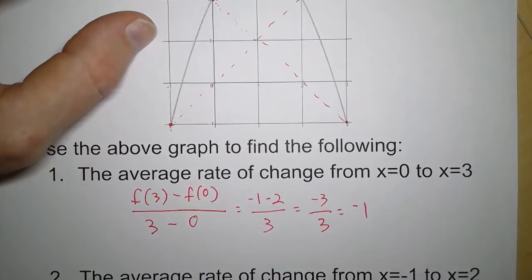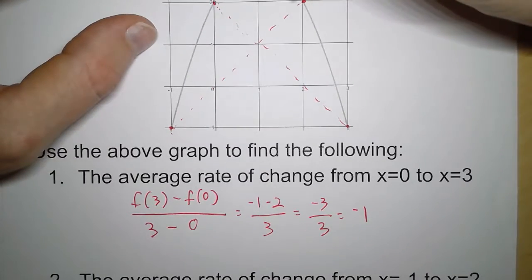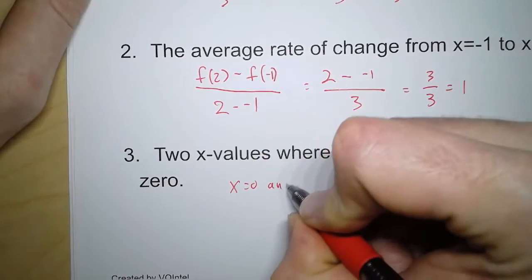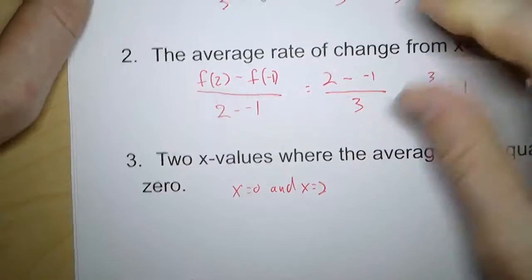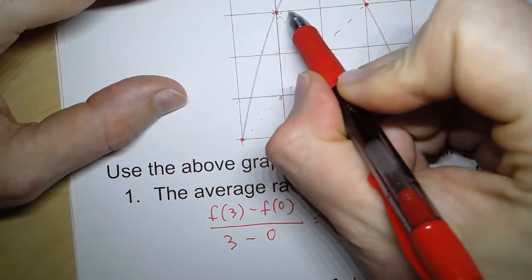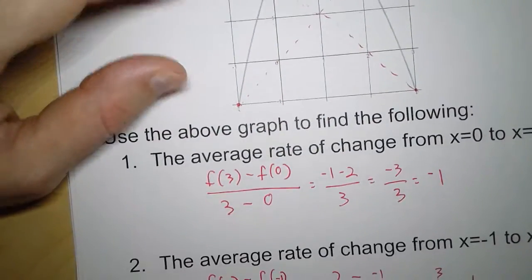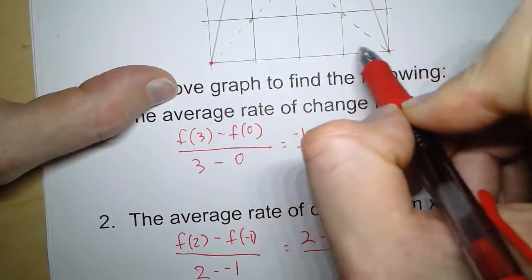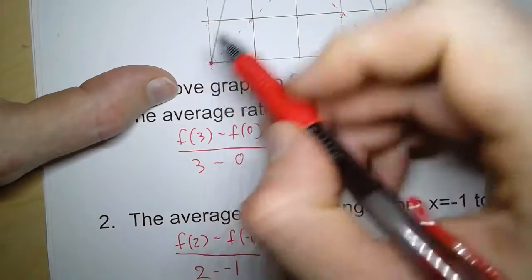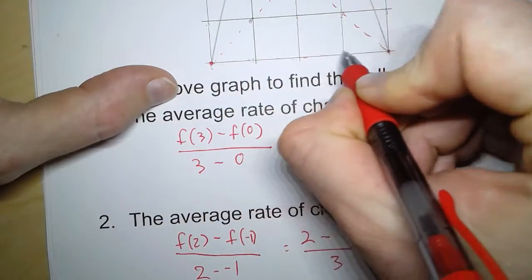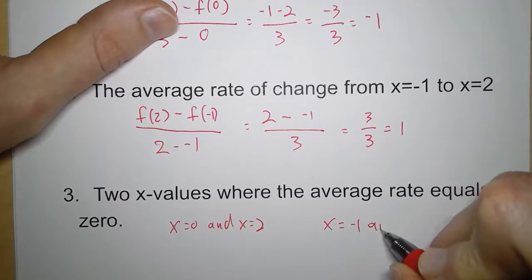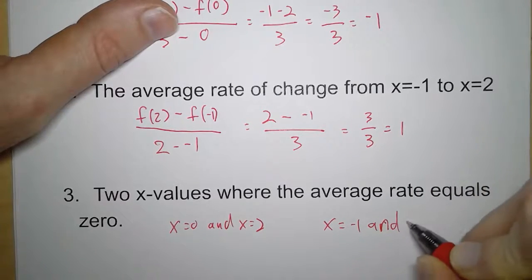So two possible values that we could pick are these 2 points, x equals 0 and x equals 2. Those two would give us a perfectly horizontal line. And just for completion, another set of numbers would be these two down here, negative 1 and positive 3. That would be another horizontal line. And both are equally correct. No one is more right than the other.